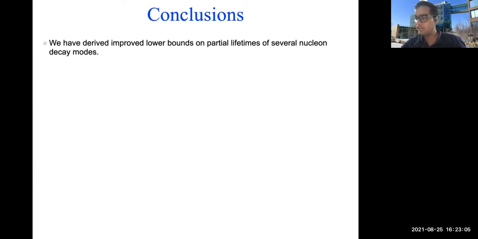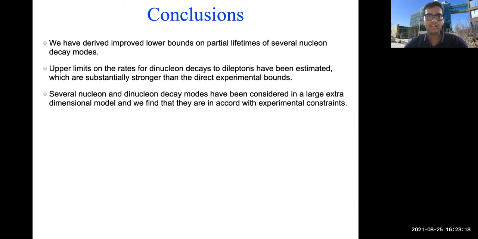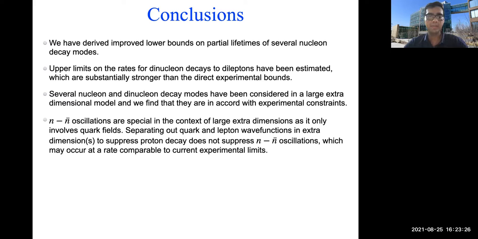So now we conclude. We have derived improved lower bounds and partial lifetimes of several nucleon decay modes. We have derived upper limits on the rates for dinucleon decays to leptons. And several nucleon and dinucleon decay modes have been considered in a large extra dimensional model. And we find that they are in accord with experimental constraints.